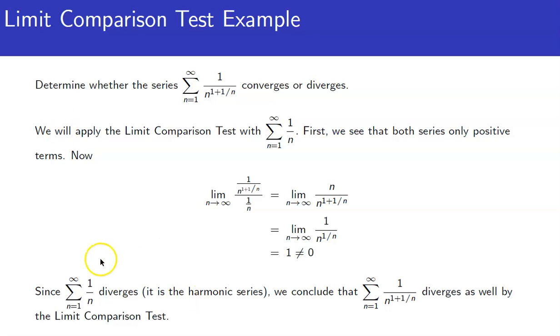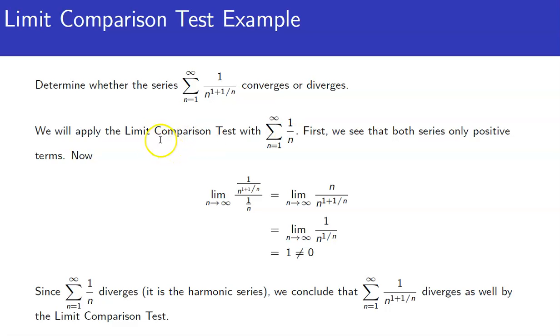Looking at our original series, 1 over n in the exponent here is going to go to 0 as n gets large. So this probably looks a heck of a lot like 1 over n as far as the terms go. So we're going to compare this series to the series from n equals 1 to infinity of 1 over n.